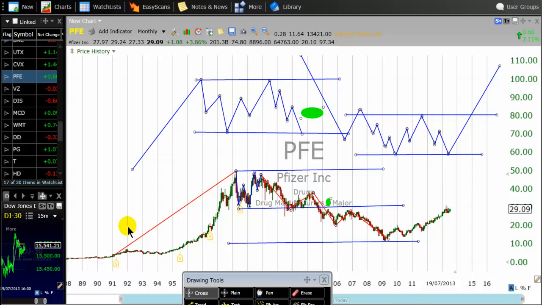So to summarize this video, the difference between an expanded flat correction and a classic flat correction is that in the expanded flat correction, we break out of the normal horizontal channel, and we can use the projection of the channel to determine how far the expanded flat correction will go. We will also combine the technical and the fundamental using the trading triangle, and understand that the wave pattern is a fractal pattern. So for instance, here we see 1, 2, 3, 1, 2, 3, 4, 5.